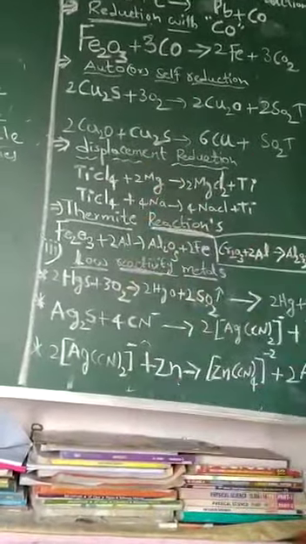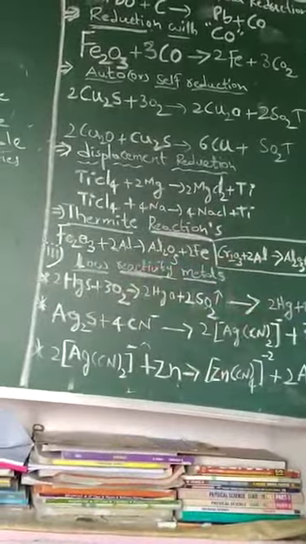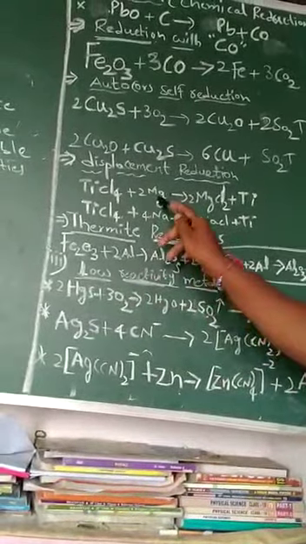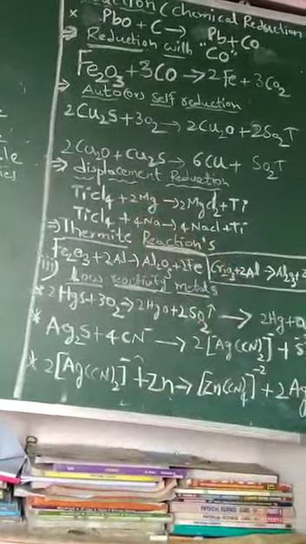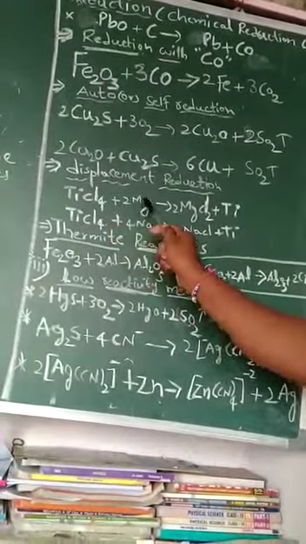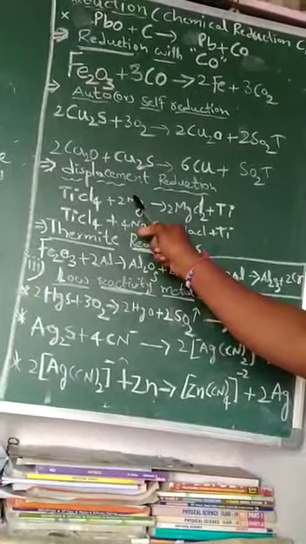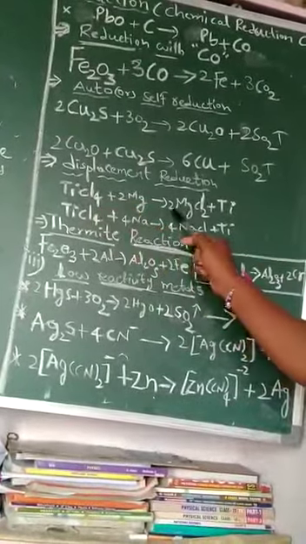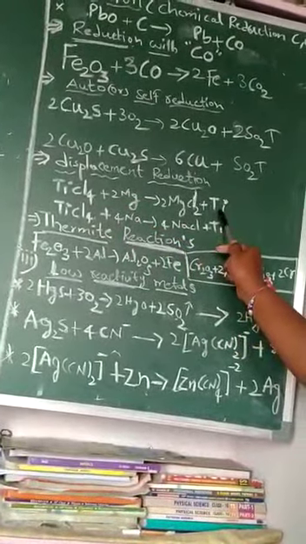Next, displacement reduction. Displacement reaction we already saw in 9th class. A highly reactive metal always displaces the low reactive metals. So titanium chloride plus 2 Mg. Mg, magnesium, is more reactive than titanium. So 2 MgCl2 plus titanium.